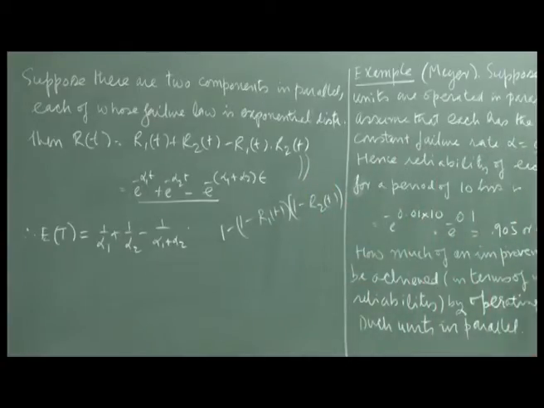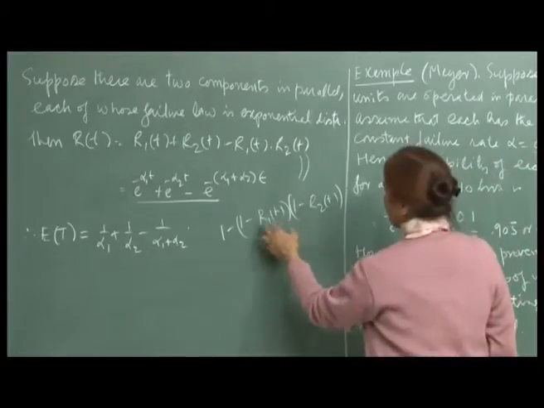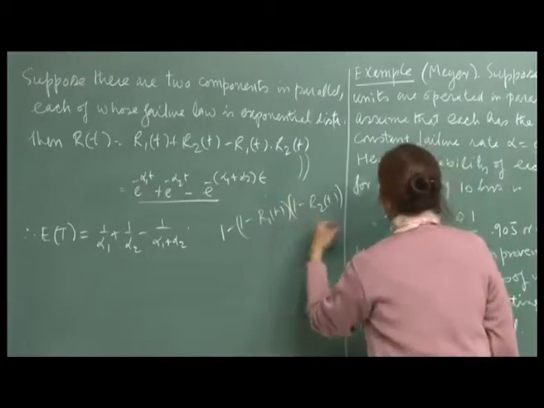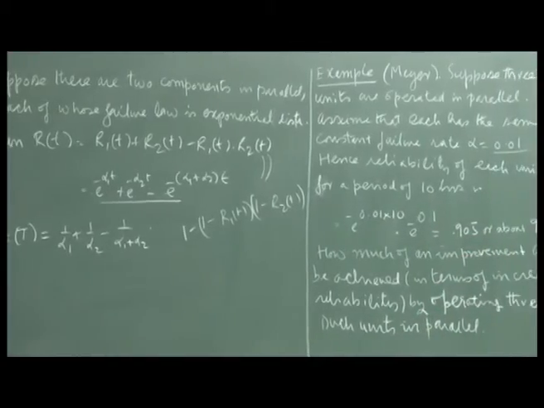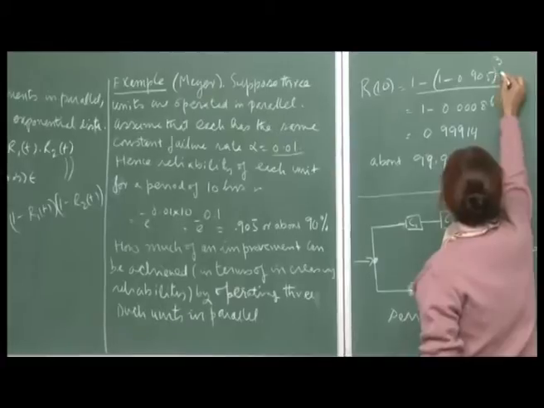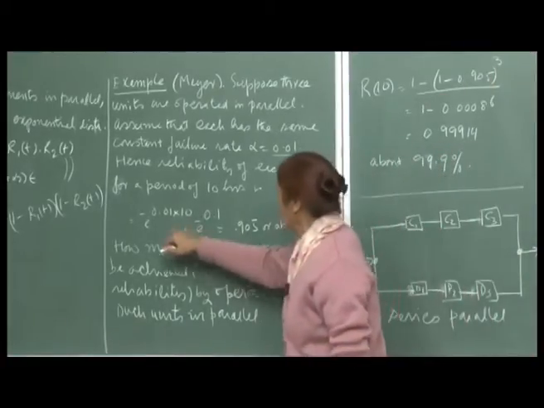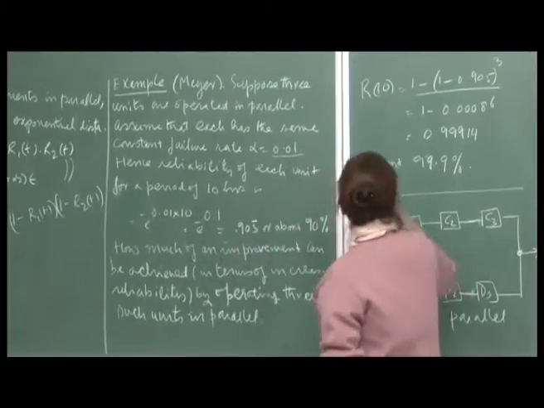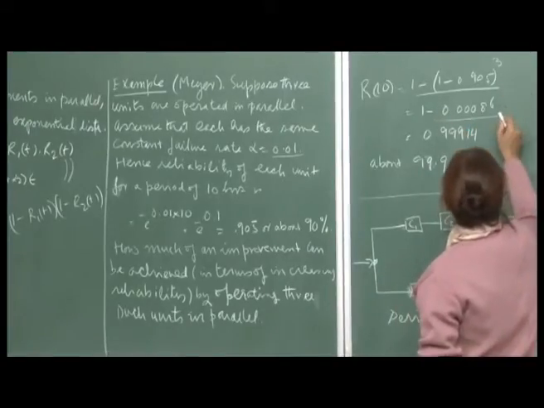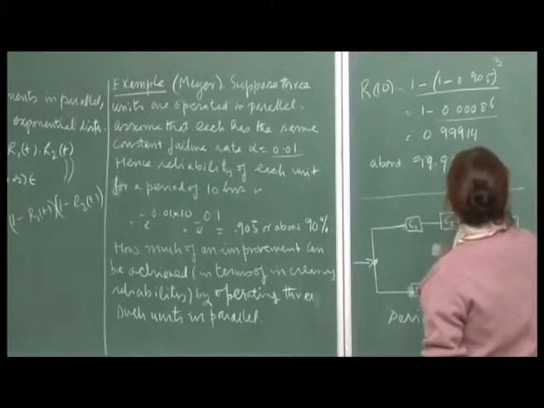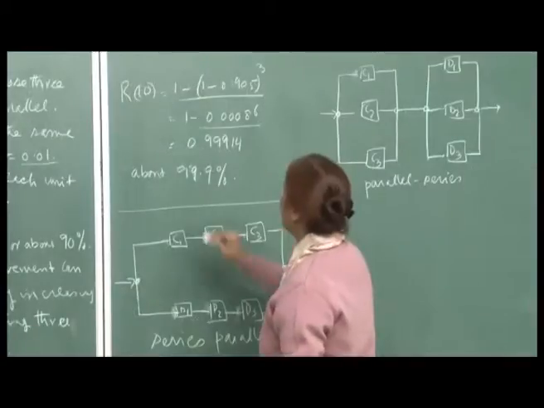Since they are identical, it will be the same function. So, it will be 1 minus (1 minus r1(t)) squared. In our case it will be cube, and so this is 1 minus (1 minus 0.905) raised to 3, because r came out to be 0.905. That comes out to be this, and therefore this is equal to 0.99914.